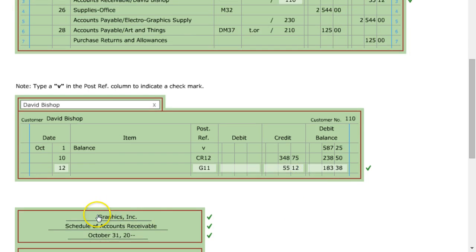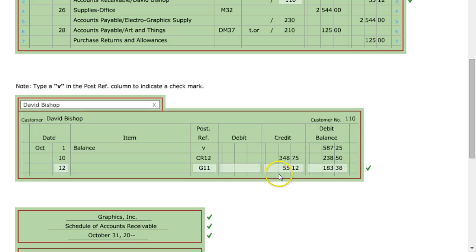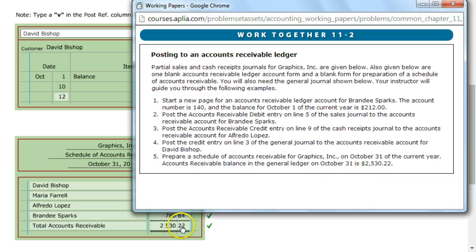The next thing you would do according to the directions is prepare the schedule of accounts receivable. You would put the name of the businesses down here, and then go through your ledger, one account at a time. You'd write down the name of the business and the actual balance at this point. If there's no balance, then you can't put anything in there. As we're going through, we put those down, add that up, and label it as total accounts receivable. That number should correspond with the accounts receivable balance in the general ledger.